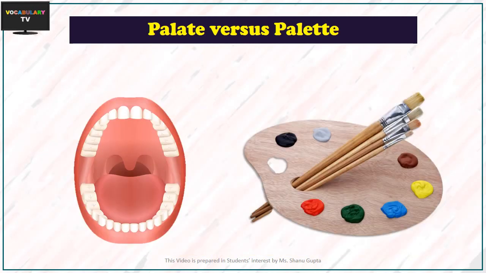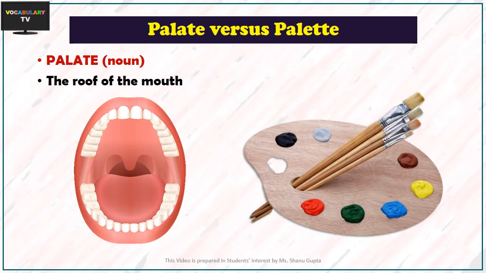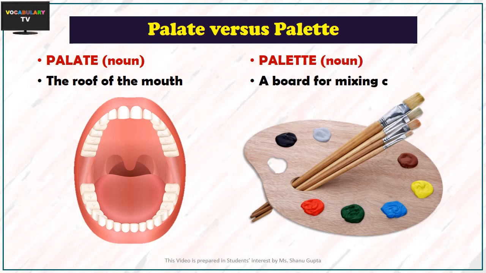Next pair of similar sounding words is palate and palette. The first word palate means the roof of the mouth and is related to the process of eating and the sense of taste. Easy to remember because the word palate ends with ate, while the second word palette is a board used by painters to mix their colors.